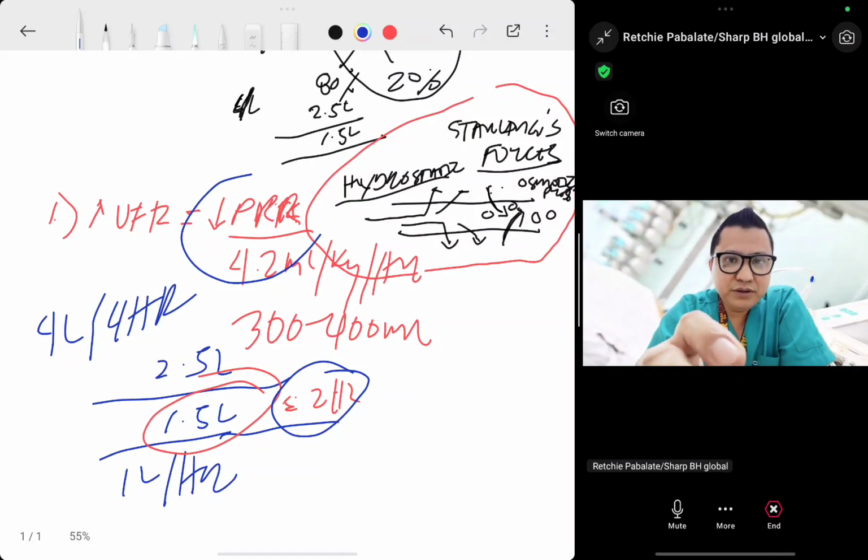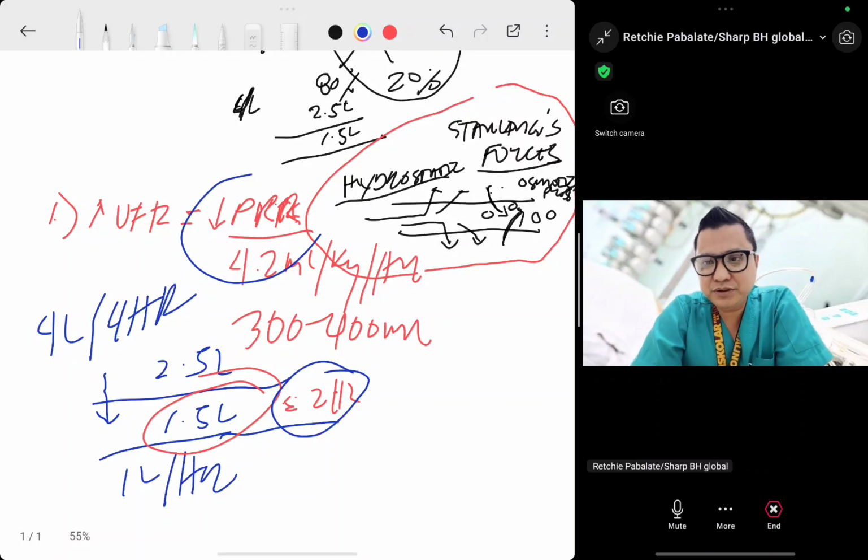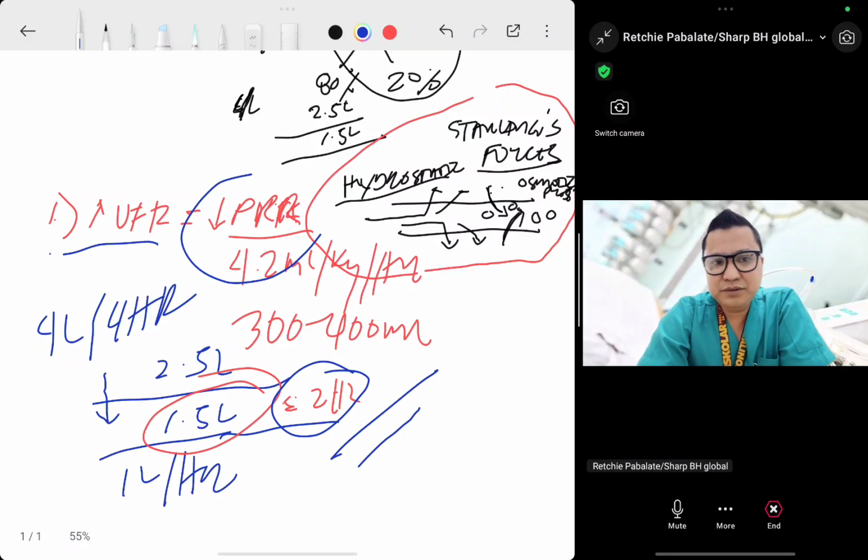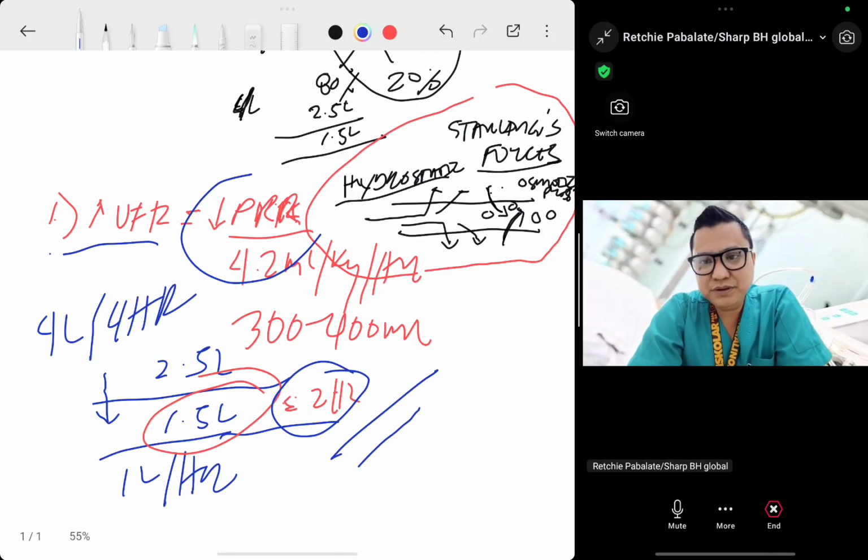So we have already removed the fluid from the intravascular space, and the movement of fluid from the interstitial space into the intravascular space is very slow. That's the reason why, after 2 hours, the patient will most likely develop hypotension. Okay? So that's why, as I told you earlier, the number one reason for patients developing hypotension during dialysis is the high UFR, or ultrafiltration rate, compared to the plasma refill rate.